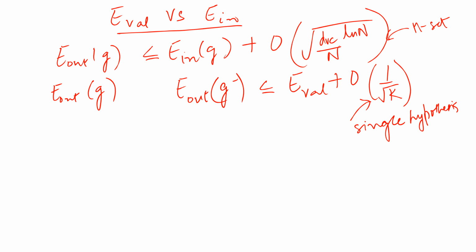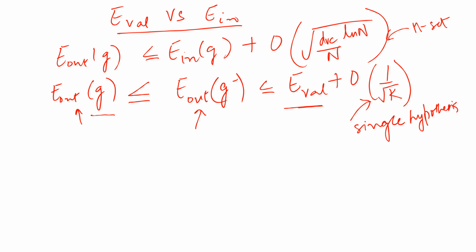Okay, now what is the relationship between this E out of G and E out of G minus? This is not a theorem, but it is a practical truth that E out of G is always less than or equal to E out of G minus. So there's this slack that exists in most practical situations, and if K is small, the slack is going to be small, right? So we have these two bounds, and we have access to both, and we have this new relationship between E out of G and E val in some way, and it's up to us which one we want to use.